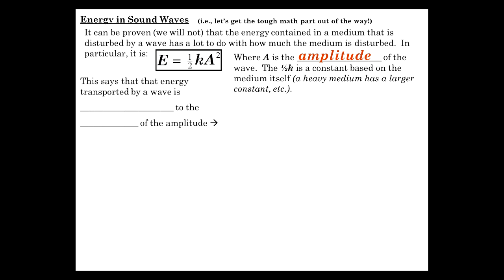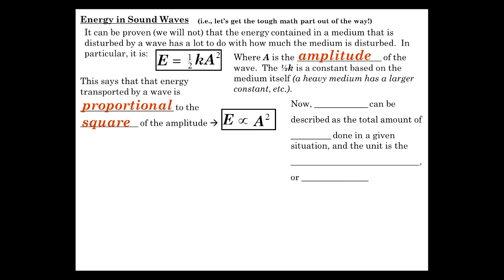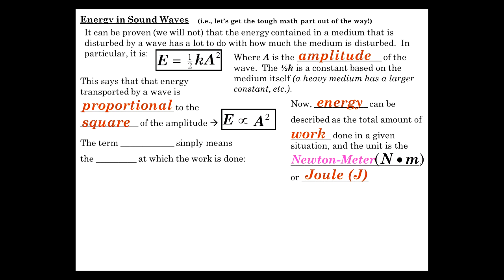And what are the implications or the direct conclusions from that? The energy transported by a wave is proportional to the square of the amplitude. That's the key point here. So looking at the proportionality, E is proportional to A squared. Now, what is energy related to? You know the answer to that, I'll bet. It is work. In other words, they're joules. So the unit is the Newton meter. The Newton meter is also a joule. So that's the energy transported by the wave.